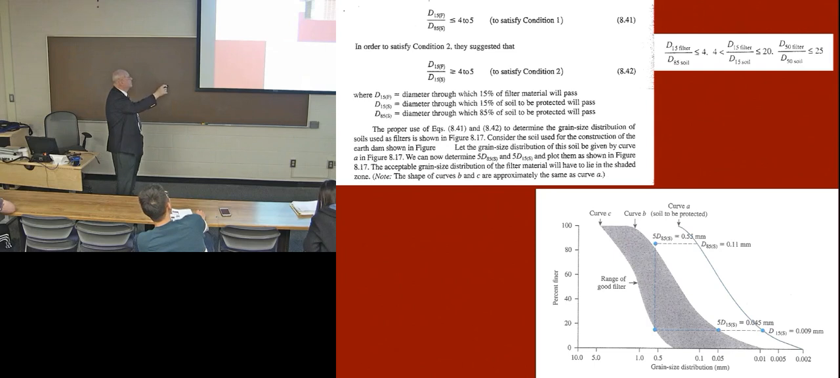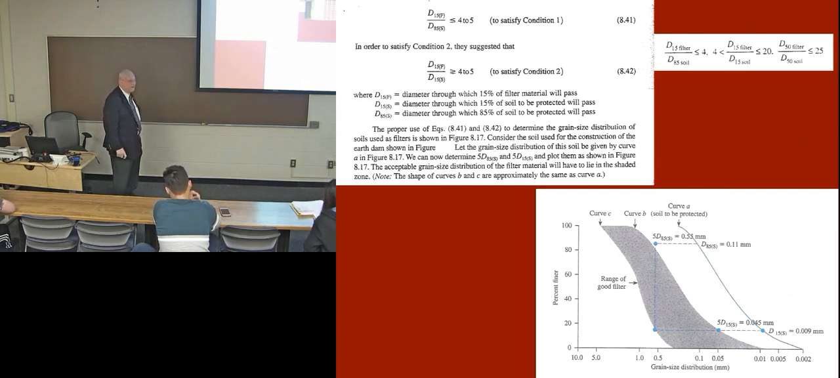And then the second condition, we want the water to be able to flow through the filter, and that says the D15 of the filter in this range, divided by the D15 of the material to be protected over here, and that should be greater than 4 to 5. There is another condition, and that's listed up here. Here are the three conditions that are generally required by the U.S. Army Corps of Engineers requirements.